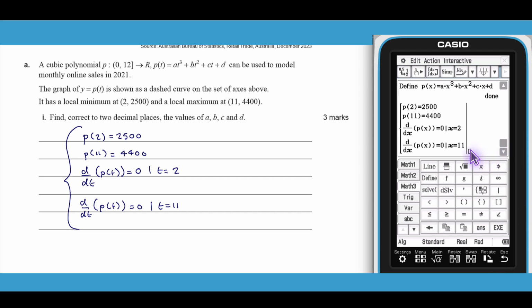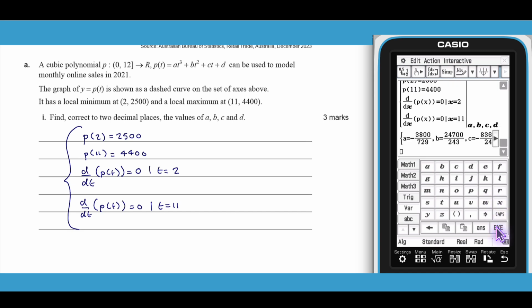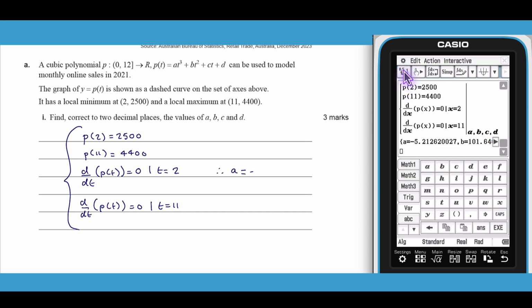With the system of equations defined, they can be solved for A, B, C and D. As we need the answers to 2 decimal places, tap on that output line and tap on the exact decimal icon.